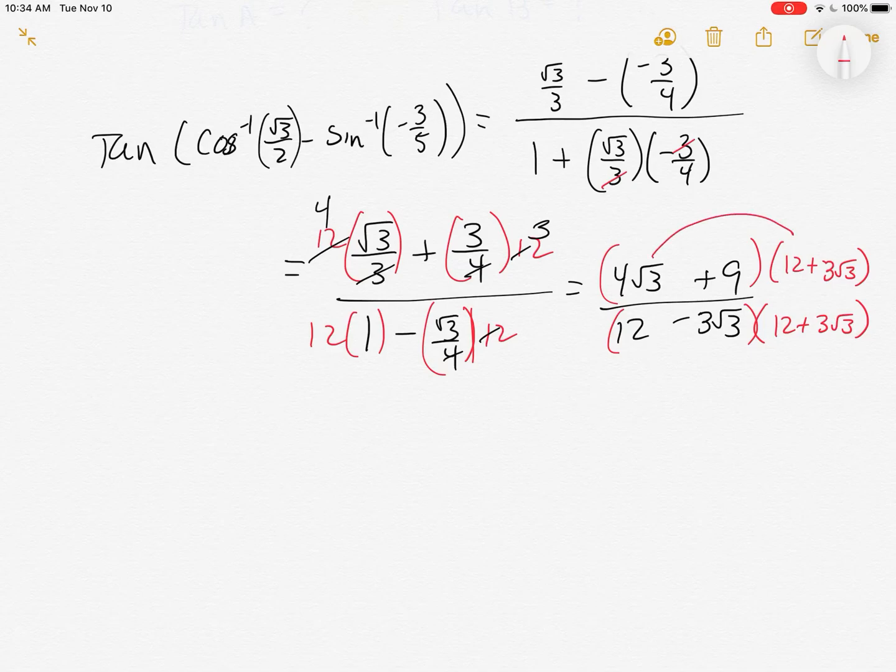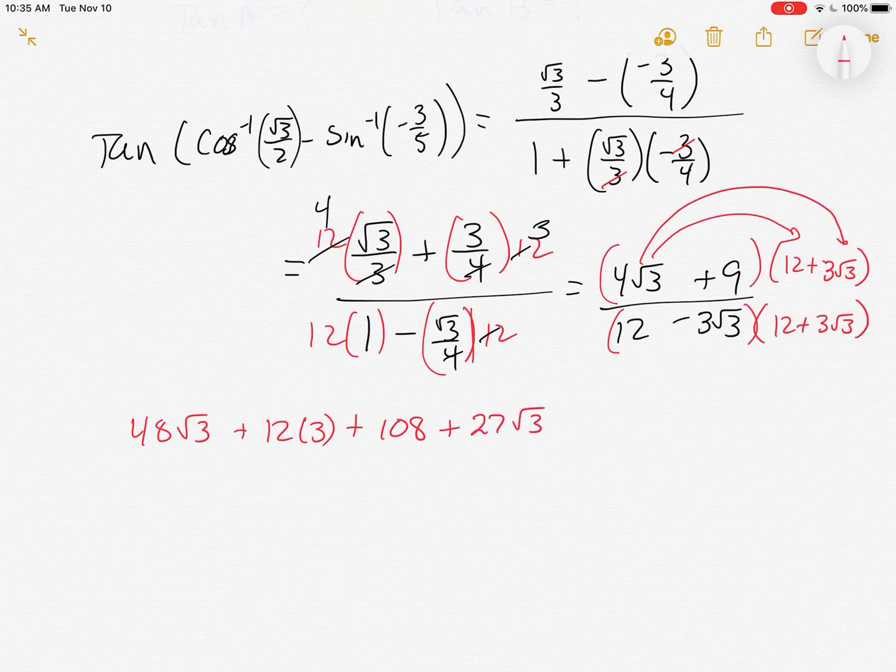4 root 3 times 12 is 48 root 3. 4 root 3 times 3 root 3 is 4 times 3, 12. Root 3 times root 3, 3. Run the 9 through. 9 times 12. What's 9 times 12? 108. Is that what that is? Let me just check. Don't trust myself. Yeah, 108. Okay. Plus 9 times 3 is 27 root 3's.